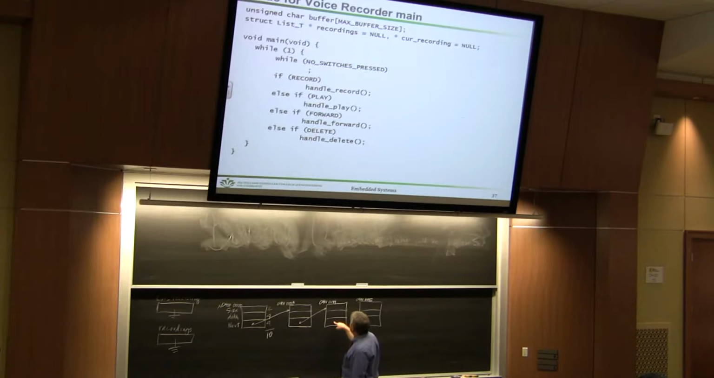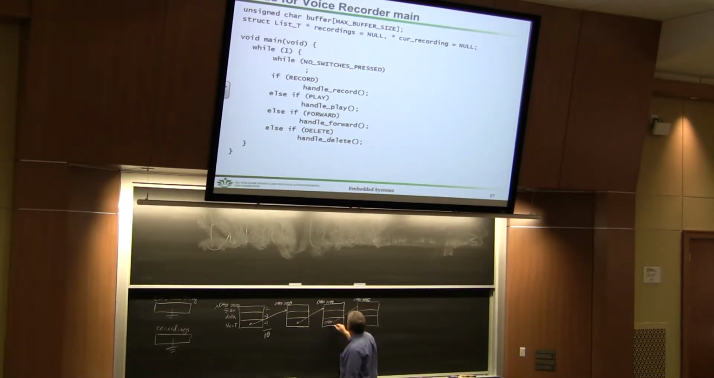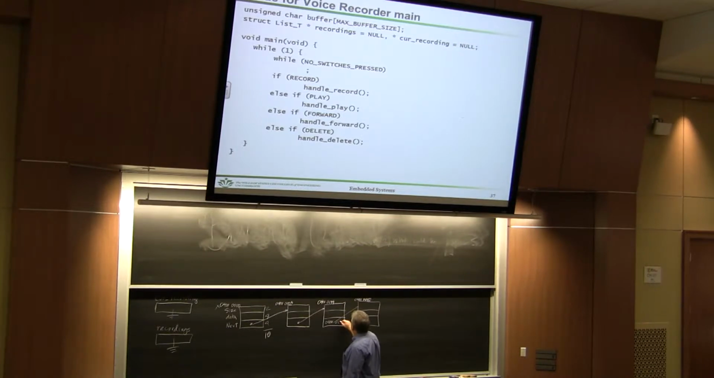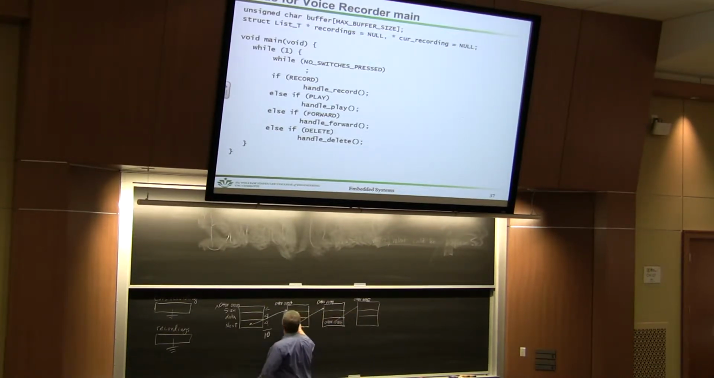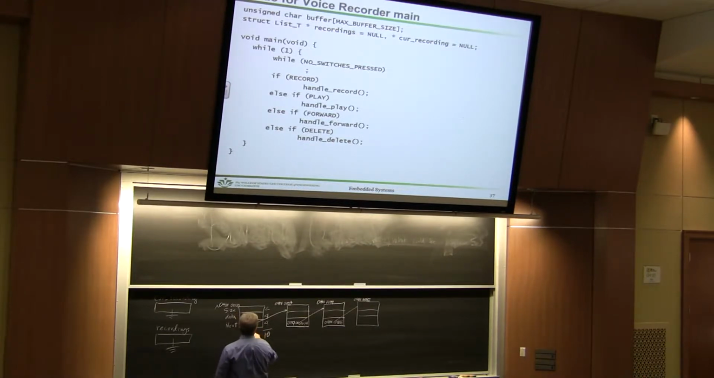So the contents of this one, if we're pointing to this one up here, is 0400001E. This one points to 04000014. This will be 0400000A.